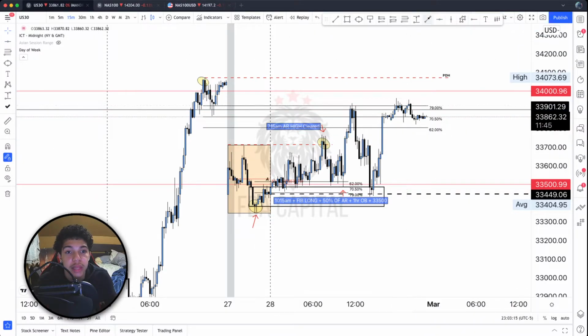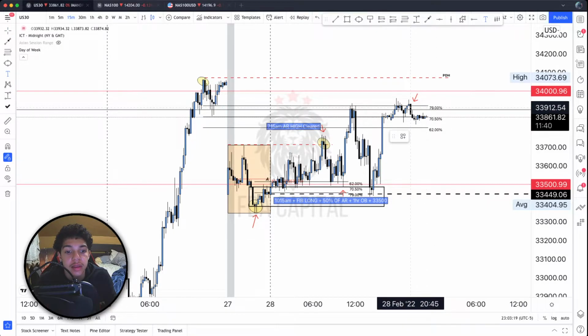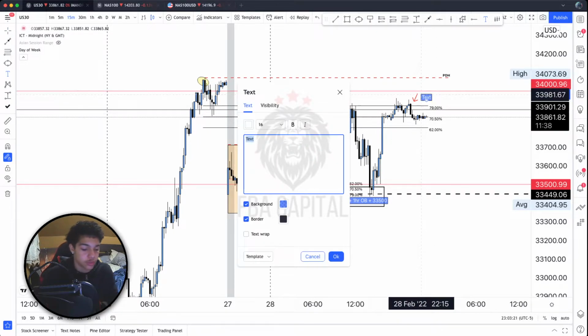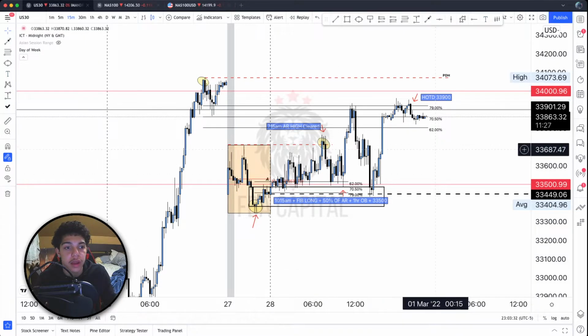And this is where we got the high of the day up here. So let's annotate this also. So we have the high of the day at what time? This is very late in the afternoon, so we're not going to see the time. So we have the high of the day at 33,900 after tapping into this fib.